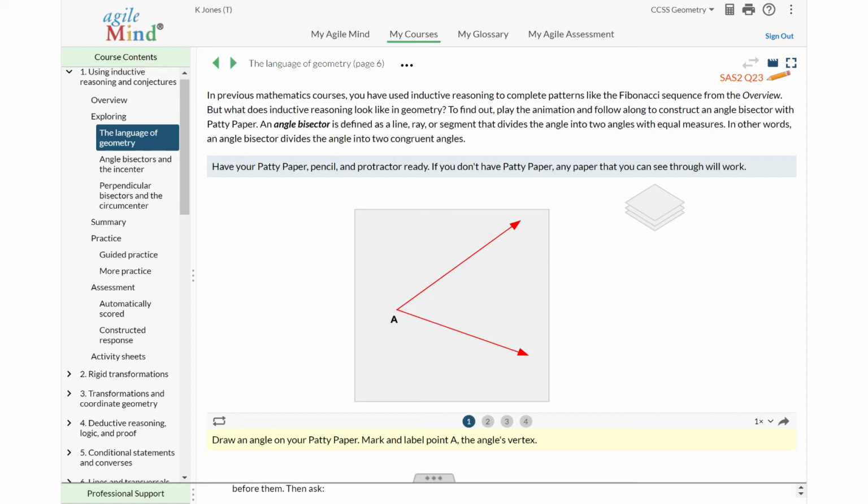paper. An angle bisector is defined as a line, ray, or segment that divides the angle into two angles with equal measures. In other words, an angle bisector divides the angle into two congruent angles.